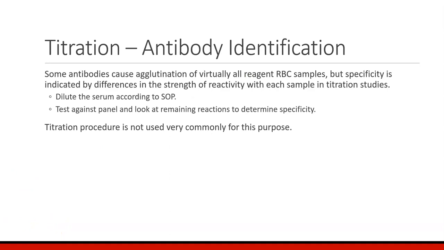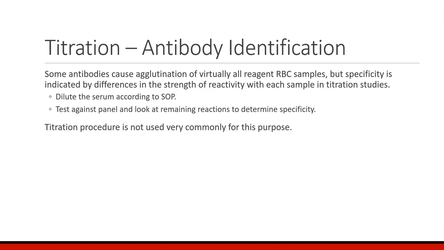Titration for antibody identification. Some antibodies cause agglutination of virtually all reagent red cell samples, but specificity is indicated by the differences in the strengths of reactivity with each sample in the titration studies. So what you do is you dilute the serum and perform the procedure according to the SOP. You test the diluted serum against a panel and look at the remaining reactions to determine specificity.